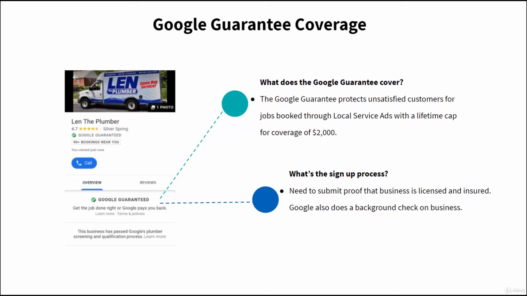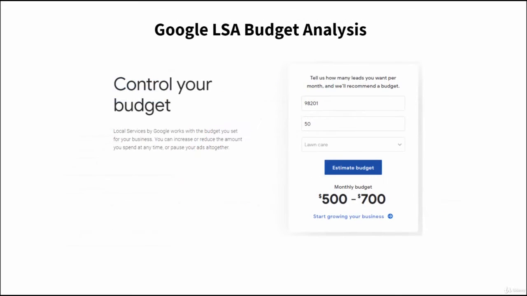And so briefly walk them through what the actual guarantee covers and then how the sign up process works, where they need to do a background check. They look to see if they're licensed, they're insured, right? Very, very simple here. And then we go to the LSA budget analysis.